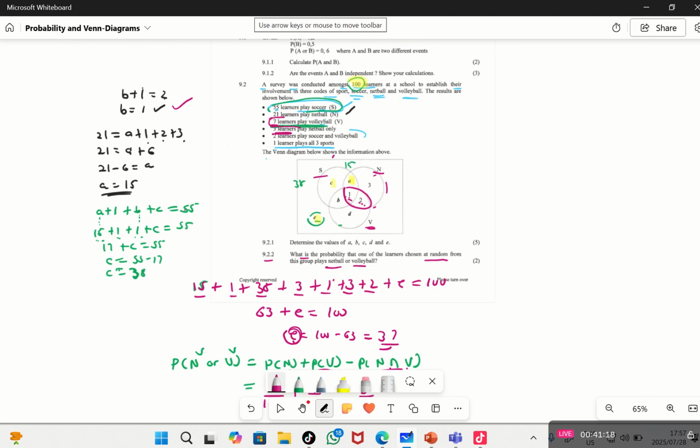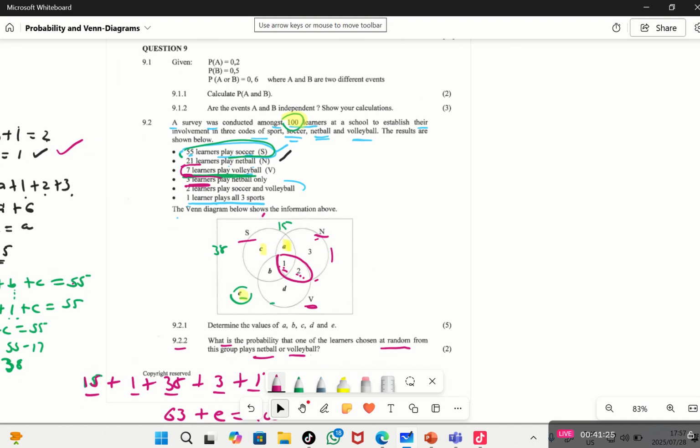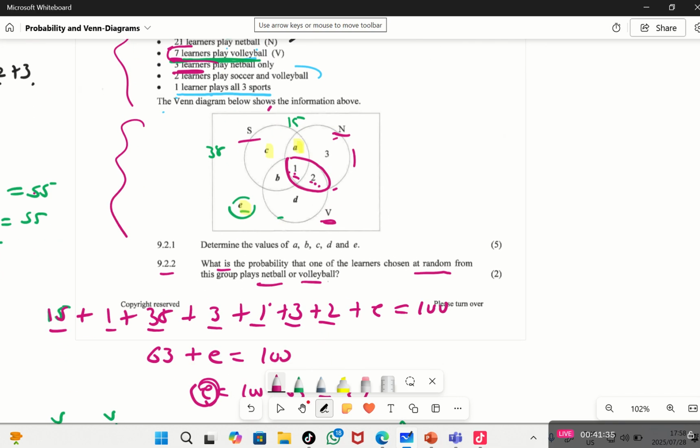So this will be our last class on probability because we've been doing probability over the July holiday as well. So I trust that you guys understood the whole of probability. That is all of this: independent events, mutually exclusive events, complementary events, and the Venn diagram itself. You guys understand how to construct values, that is intersections and so on, in Venn diagrams.